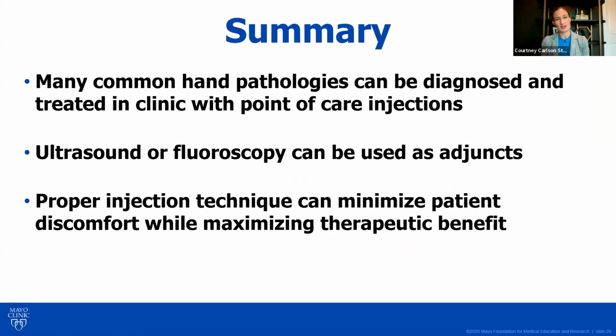So in summary, many common hand pathologies can be diagnosed and treated in clinic with point of care injections. Ultrasound and fluoroscopy can be used as adjuvant treatment for these procedures, but as long as you have good knowledge of the anatomy of the hand, a lot of these procedures can be done by landmark guidance as well. And then knowing proper injection technique, you can really minimize the patient discomfort for these injections while maximizing the therapeutic benefit. Thank you.